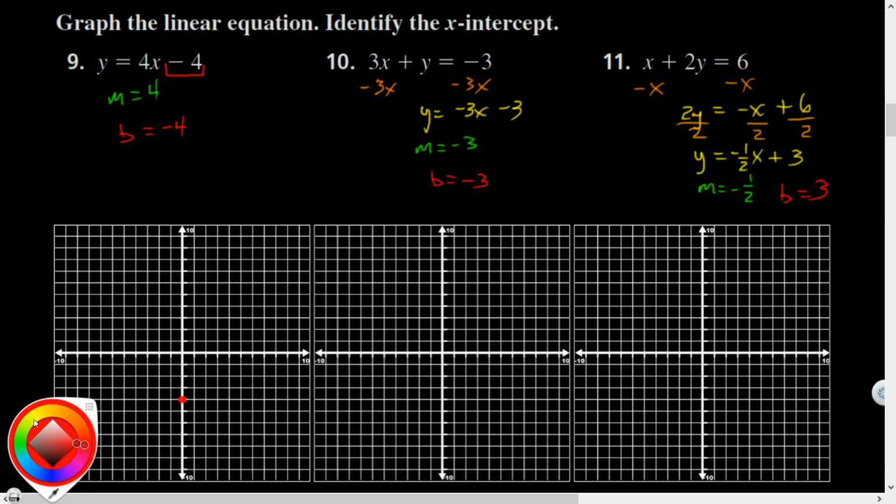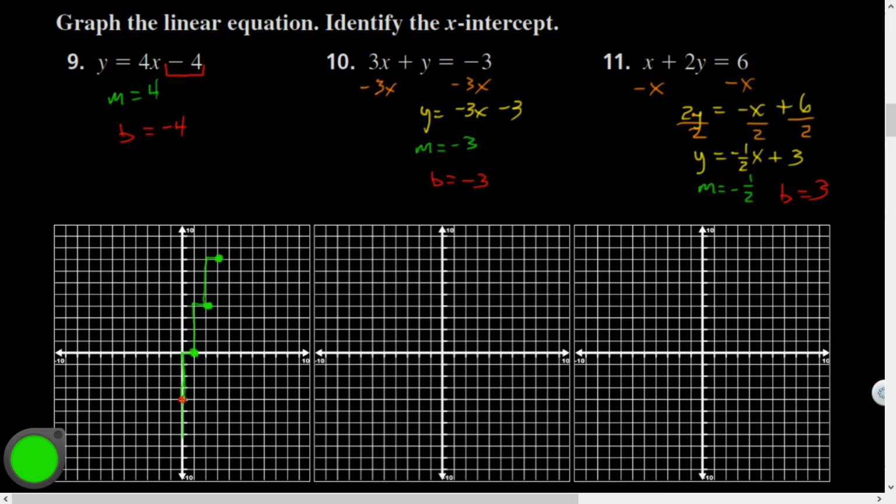Let's move by my slope. Ready? The slope is 4, or 4 over 1. So from the beginning, I'm going up 4 over 1. There's a point. From that point, go up 4 over 1. There's a point. Up 4 over 1. There's a point. Okay?